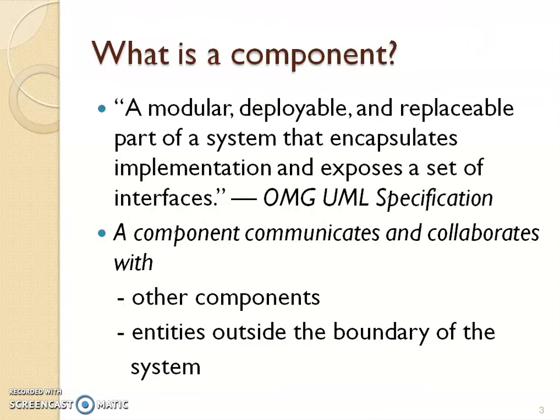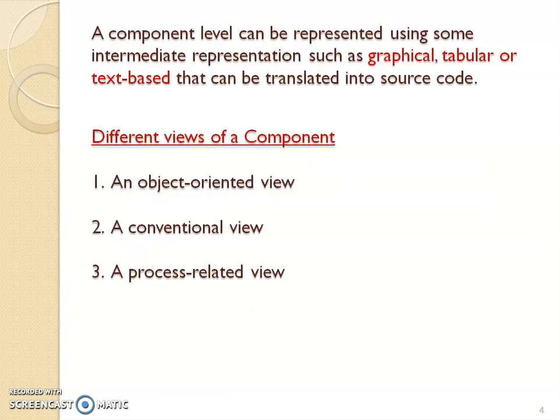And what is a component? As per the OMG UML specification, a component is a modular, deployable, and replaceable part of a system that encapsulates implementation and exposes a set of interfaces. A component communicates and collaborates with other components and with entities outside the boundary of the system.